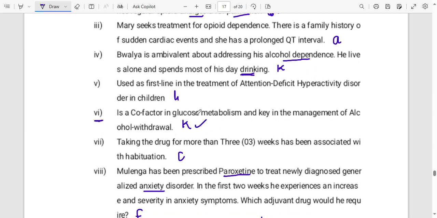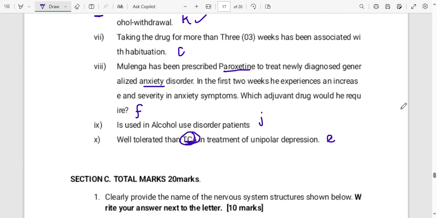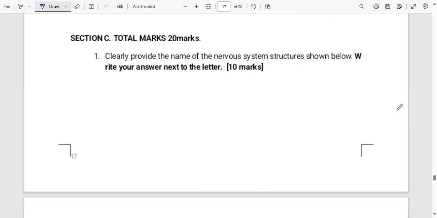Just here, cofactor in glucose metabolism, we picked K, which is thiamine. Thiamine is important every time, especially when you are giving someone that is trying to withdraw from alcohol and then they've got hypoglycemia. First, always give them thiamine because we want to prevent Wernicke's encephalopathy. Actually, never give someone that has got hypoglycemia glucose without giving them thiamine.